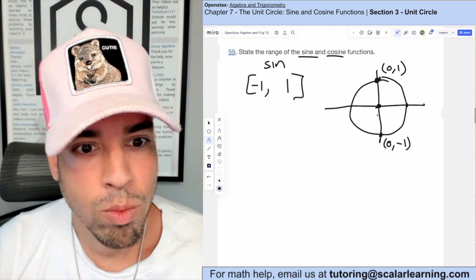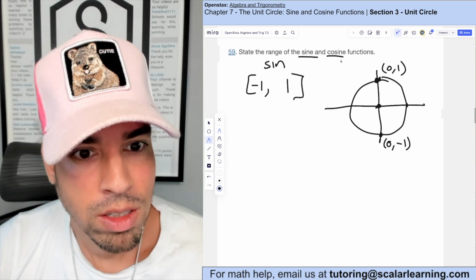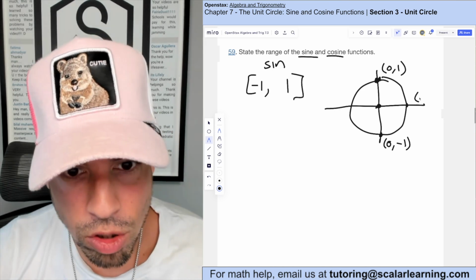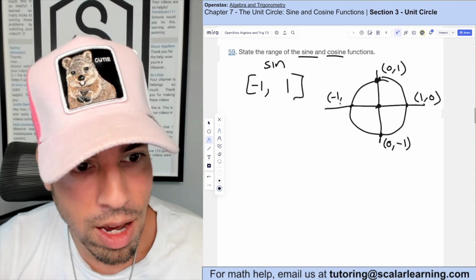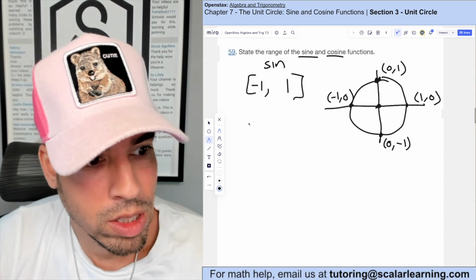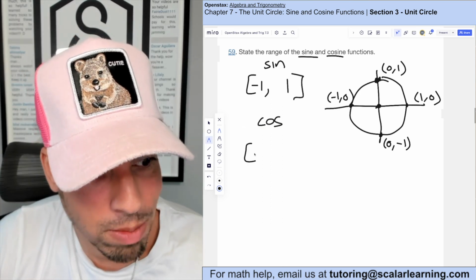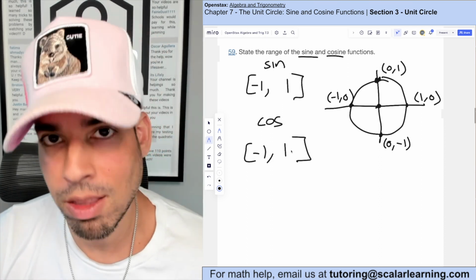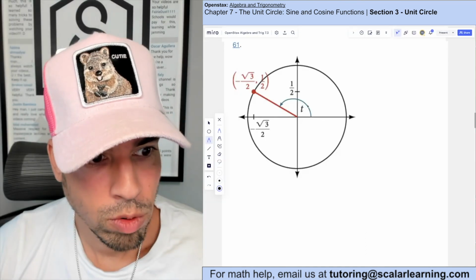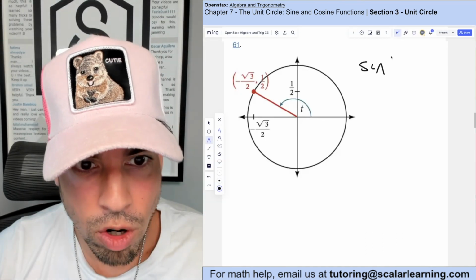So that's sine. And what about cosine? Cosine corresponds to the x values. So the biggest it goes is 1, 0. The smallest it goes is negative 1, 0. So again, we see that the range of cosine is the same. It's from negative 1 to 1. So that's one way to approach it and to think about it. Boom, done. So for this one, we're meant to find sine and cosine of t.